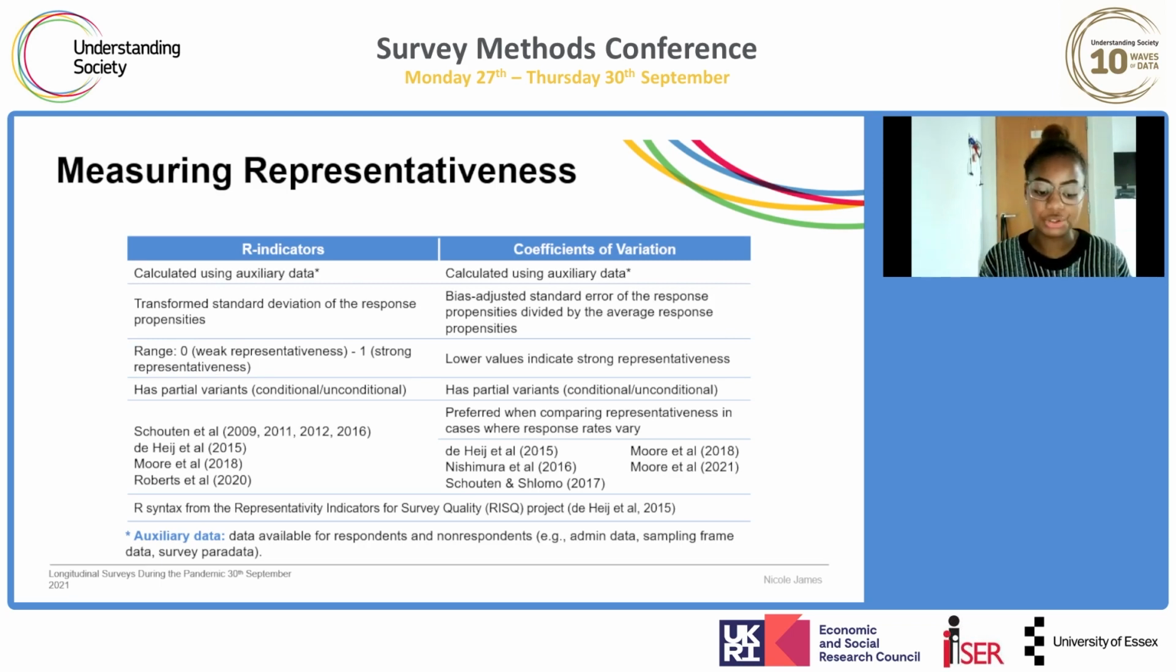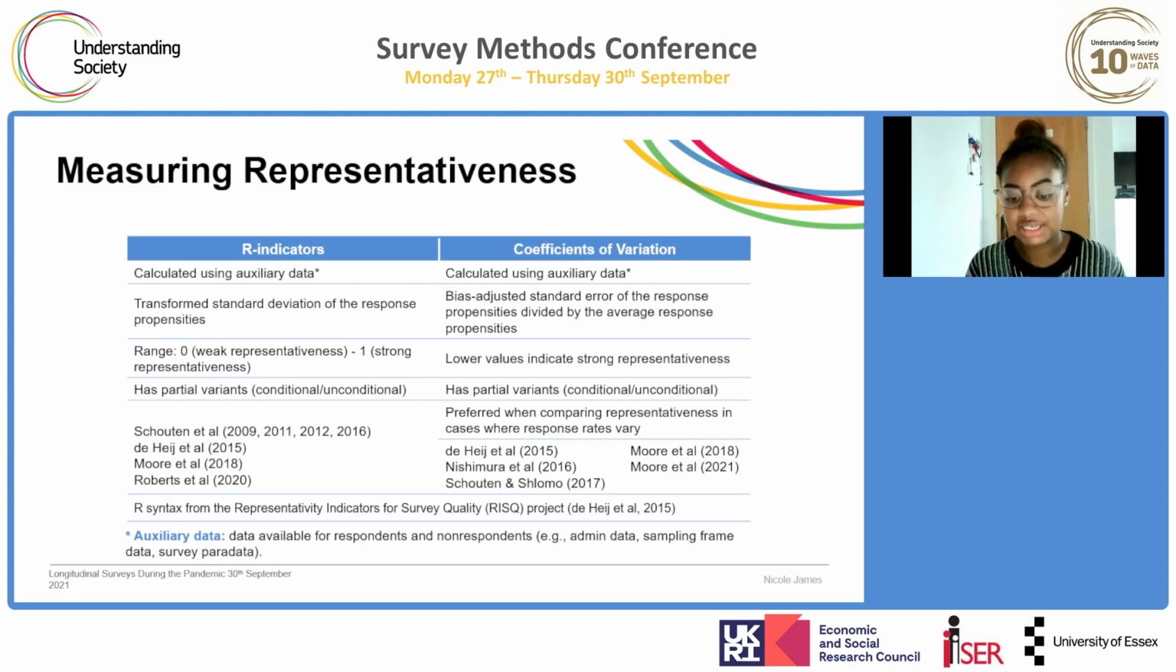The partial variants also have unconditional and conditional forms. So unconditional is where it measures how much a single variable contributes to the lack of representativeness. And the conditional does the same, but it takes into account the other auxiliary variables in the model. And it can be used to illustrate those groups that we want to target for, say, targeted intervention, such as incentives to encourage certain groups to participate.